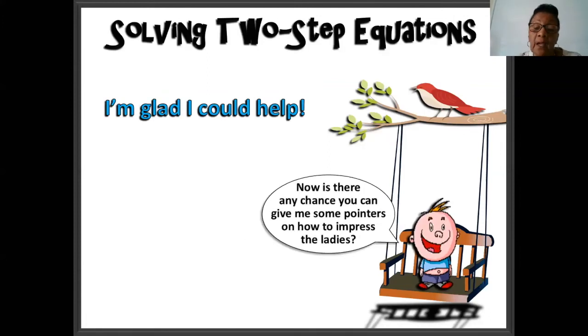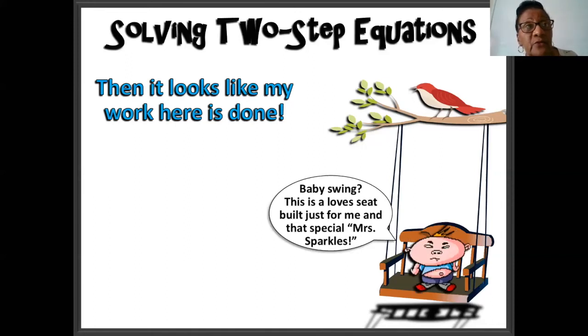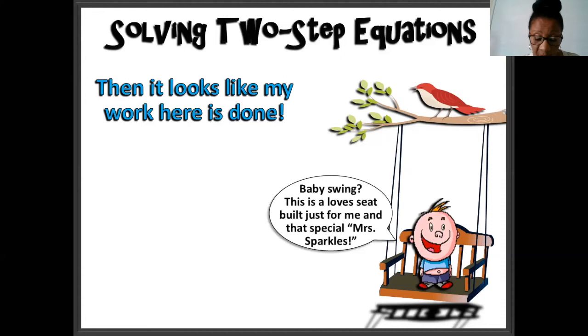Now, is there any chance you can give me some pointers on, oh gosh, okay, this is Sparky. All right. So we have a worksheet that will be linked to the lesson. And so for those of you who can go in and download the worksheet, it will be very good practice for you. Now, if you have questions at this time, we can listen to your questions or concerns about today's lesson.